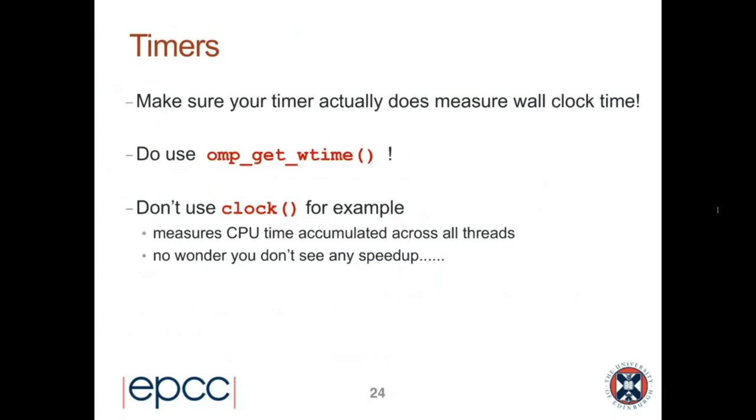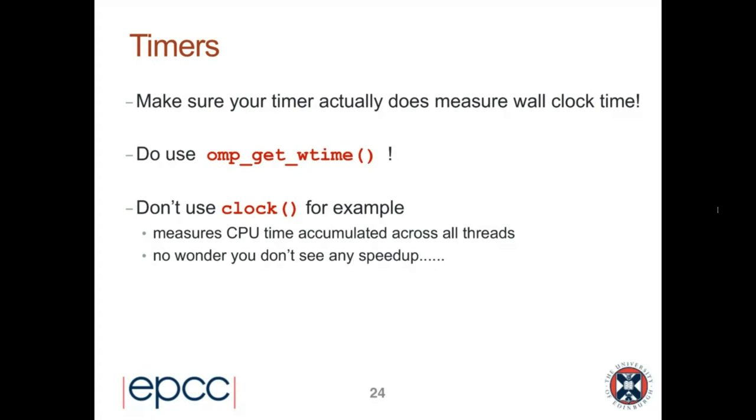And lastly, a word about timers. If you are timing code, then you really need to make sure that your timer is actually measuring wall clock time. So I'd encourage you to use the OpenMP timer, omp_get_wtime, but don't, for example, use clock in C or CPU_TIME in Fortran. What they do is something really quite different. They measure the CPU time, but that's accumulated across all the threads. So although for a sequential program, real-world time and CPU time may be quite closely related, for multi-threaded programs they're not. The real-world time can be much shorter than the accumulated CPU time across all the threads.